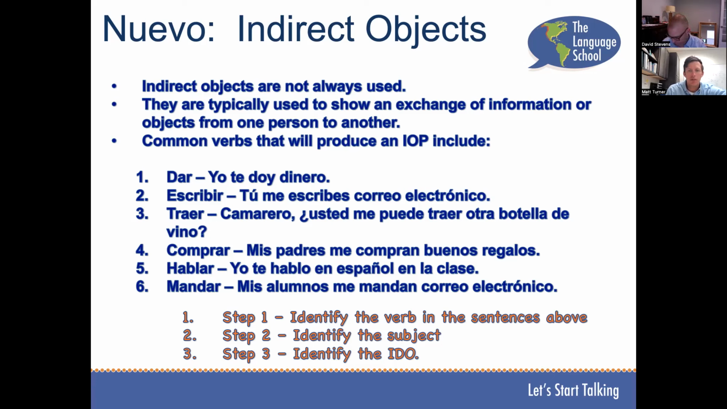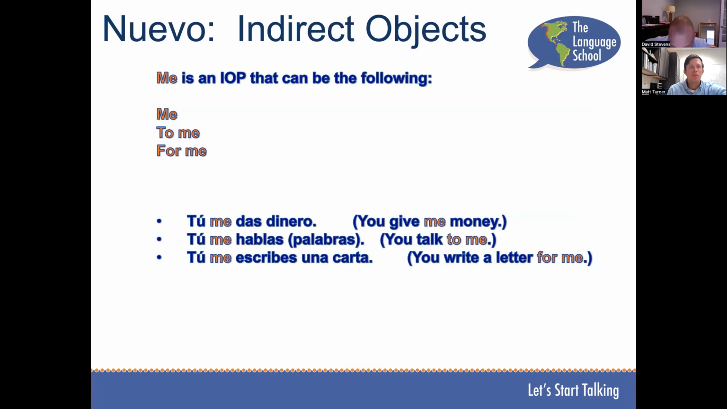For number 6, the verb is mandan, and the subject would be mis alumnos, and the indirect object would be me. Okay, good. So we have what's called an indirect object pronoun, which in English could be me, to me, or for me. Spanish would typically consume all of those options with just the singular word me.